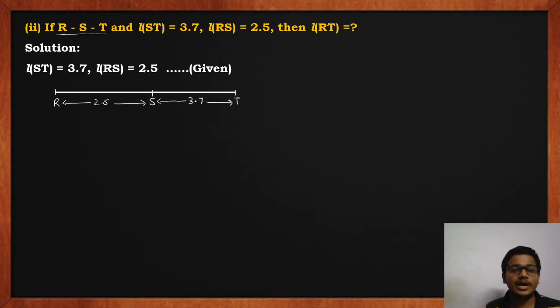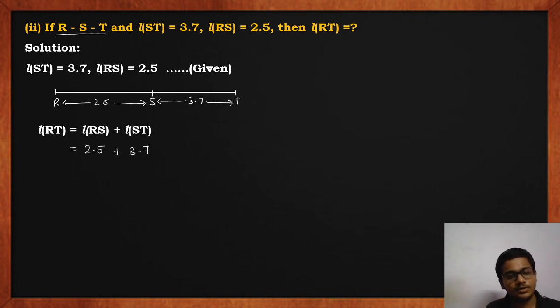And you all have to find out the entire length of RT. So length of RT will be length of RS plus length of ST. The bigger segment is the addition of the two smaller segments in betweenness. Okay. So length RS is 2.5 plus length ST is 3.7. Now add the numbers.